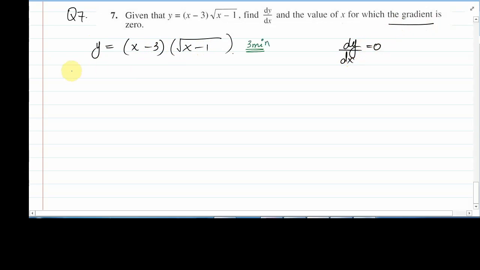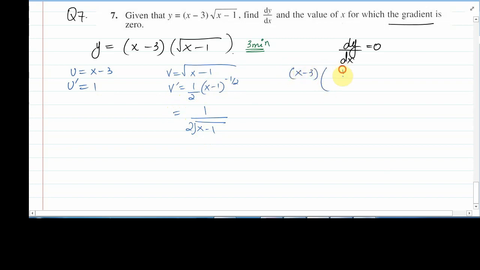So firstly, I will say that u is x minus 3 and v is under root x minus 1. So u dash is 1 and v dash is 1 upon 2 times x minus 1 to the power minus 1 upon 2. That leads to 1 divided by 2 under root x minus 1. That is u and v. Now the differentiated form: u times the derivative of v, that is 1 divided by 2 under root x minus 1, plus v, under root x minus 1, times the derivative of u, which is 1. So no need to write it down.